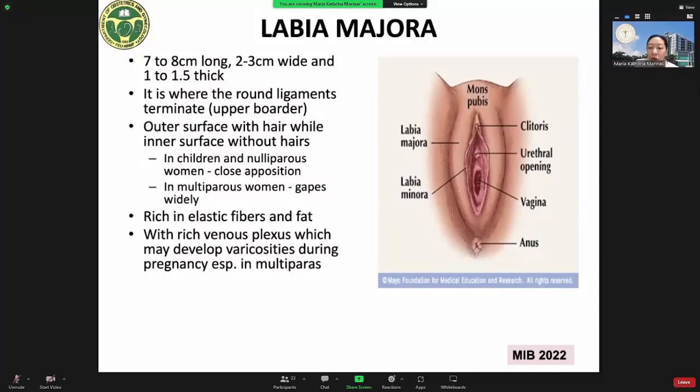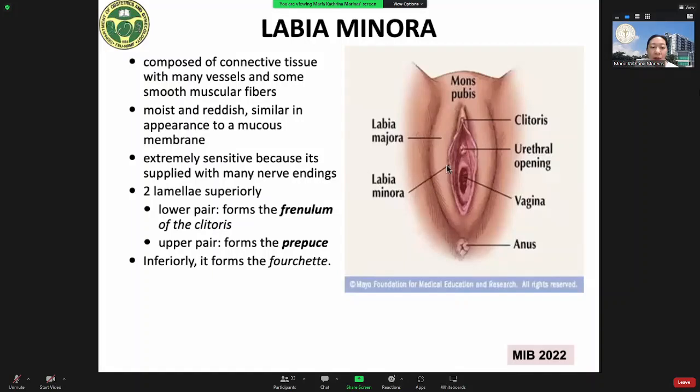So onto the inner structures, medial to the labia majora is the labia minora, which lies medial to each side of the labia majora. This is extremely sensitive because of the many nerve endings. However, it lacks hair follicles, eccrine, and sebaceous glands. At the inferior portion is what we call the fourchette.